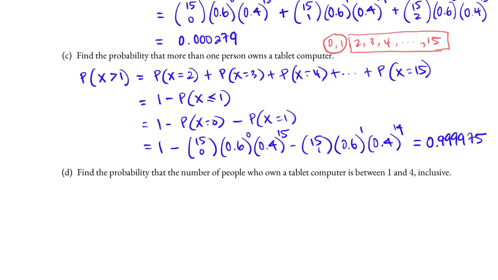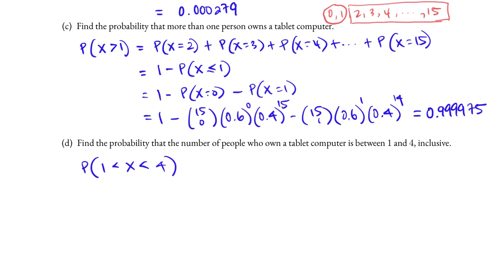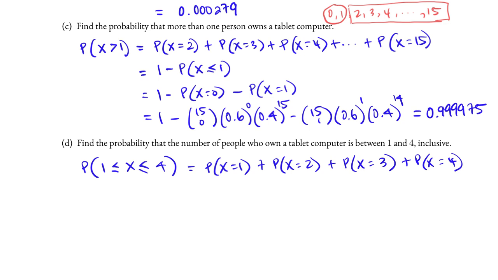Lastly, find the probability that the number of people who own a tablet computer is between 1 and 4 inclusive. This time, we're looking for the probability that x is between 1 and 4. The word inclusive means we need to include 1 and 4. And so this is p of x equals 1 plus p of x equals 2 plus p of x equals 3 plus p of x equals 4. There are 4 terms here.